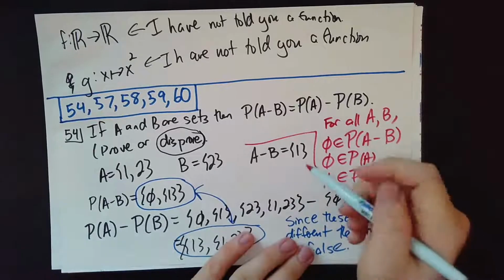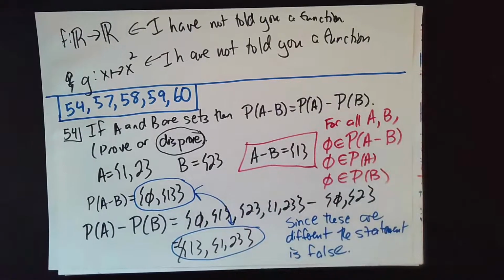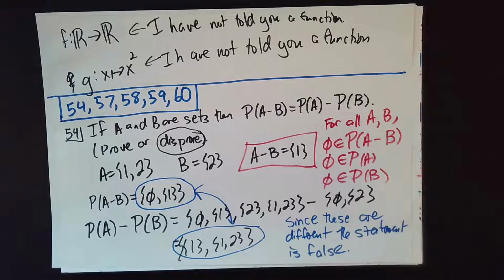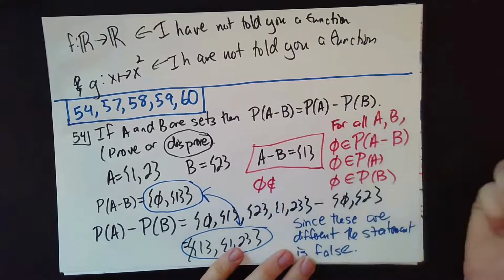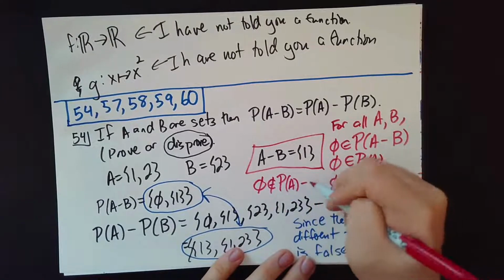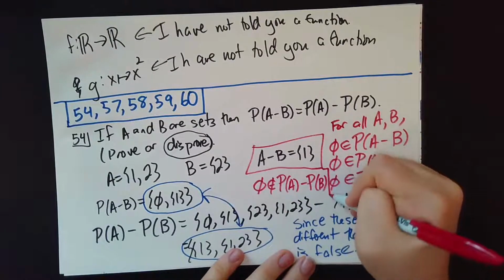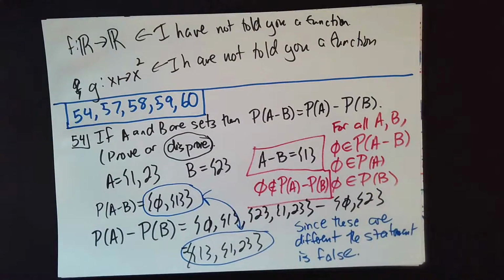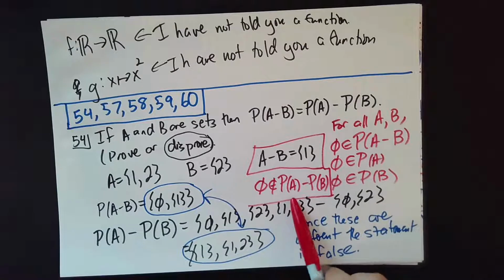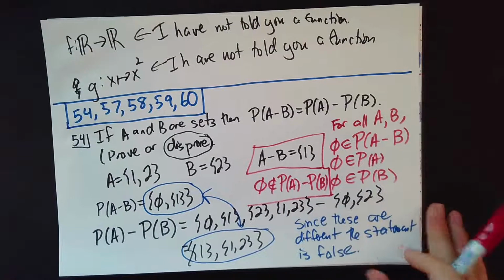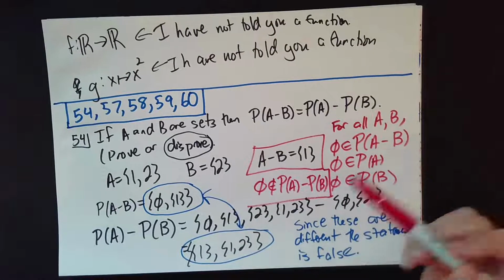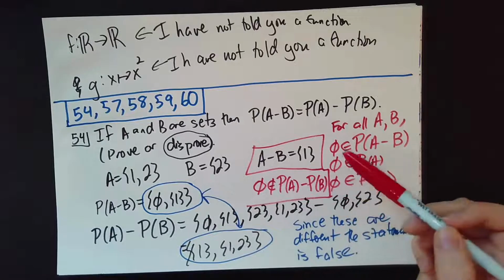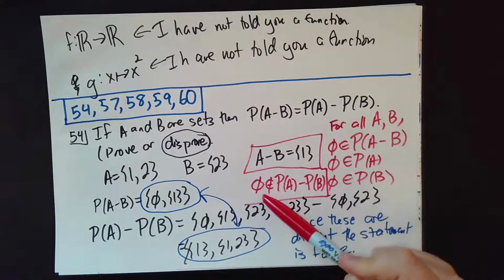And why is that? Well, the empty set is an element of the power set of every set. So in particular, it's an element of all of these power sets. But this means in particular that the empty set is not an element of the power set of A minus the power set of B, because the empty set is in both the power set of A and the power set of B. And so that means that it can never be the case that the power set of A minus B is equal to the power set of A minus the power set of B, because one of them contains the empty set and one of them does not.